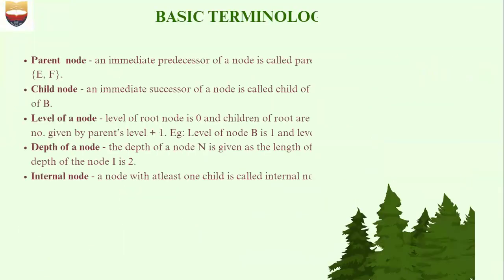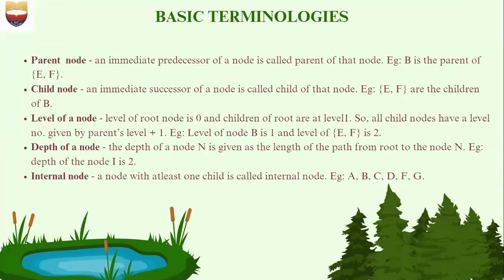Next term is depth of a node. The depth of a node n is given as the length of the path from the root node to that particular node, that is n. The depth of the root node is 0. Example, the depth of the node I is 2. We can calculate the depth of each and every node in the given tree structure. If you take the root node, the depth is 0.